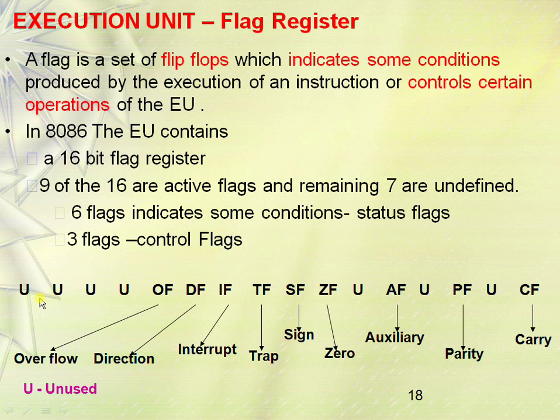Now as you can see here, it is the flag register, and this is the MSB, and this is the LSB. U indicates undefined or else unused bits or else reserved bits. Now here OF, overflow, direction flag, interrupt flag, trap flag, sign flag, zero flag, and then auxiliary carry flag, parity flag, and then carry flag. So here each and every bit is having its own importance. Let us see what is the importance of each and every bit.